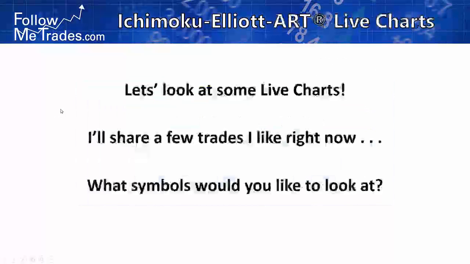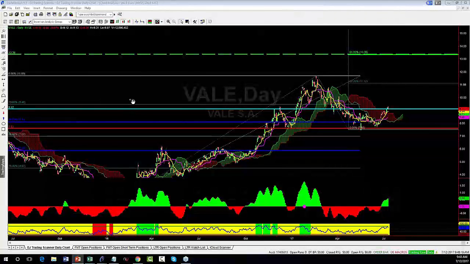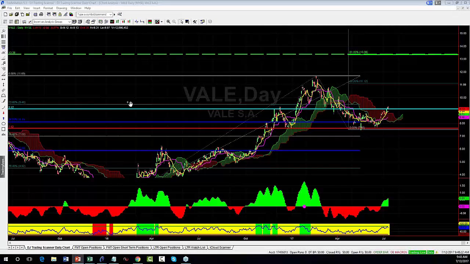Okay, we had said we got a great system here. Hey, now we're going to go look at some trades. So I just shared with you a trade that I liked, and we found that Vail. Let me type in some stock symbols that you would be interested in, and I will analyze them for you using this method that we've talked about.